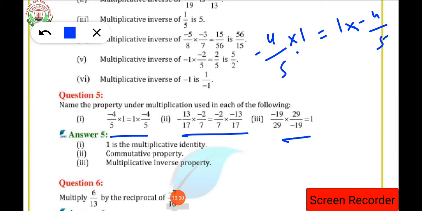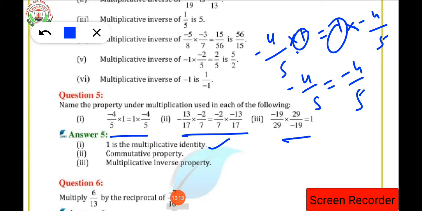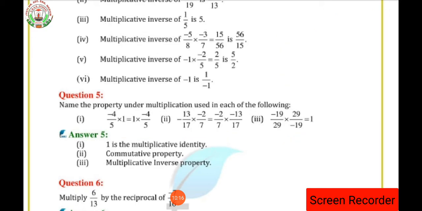Then after this, what will be? It is minus 4 by 5 is equal to minus 4 by 5, isn't it? So 1 is the multiplicative identity over here. So which property is going to be used over here? Since 1 is the multiplicative identity, hence it is the multiplicative identity property.